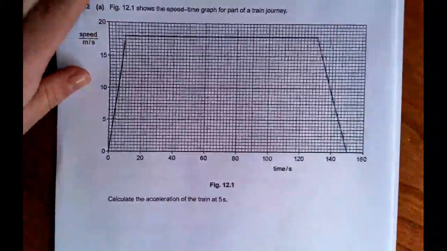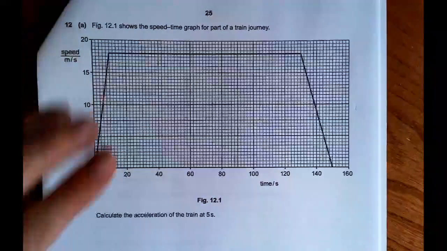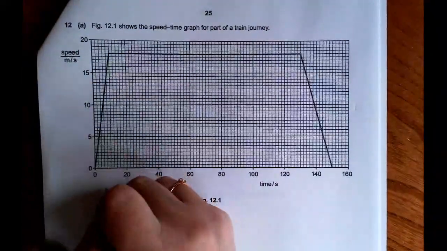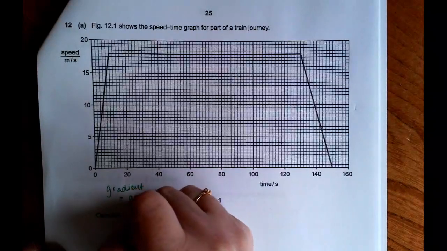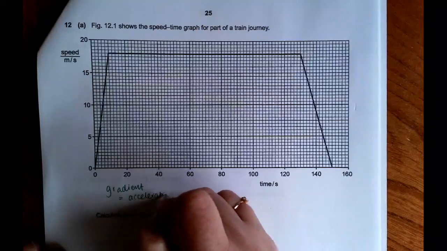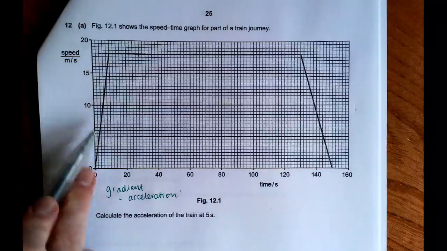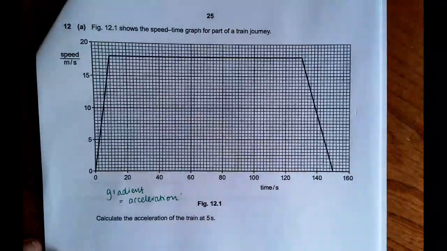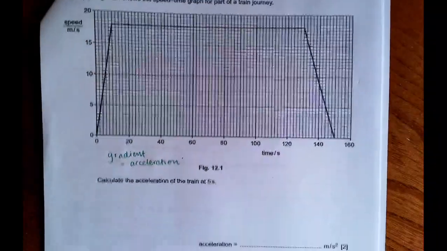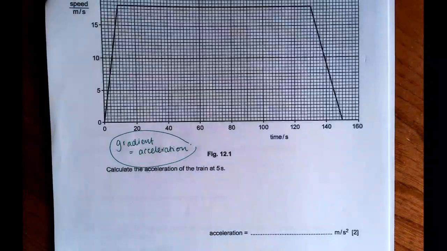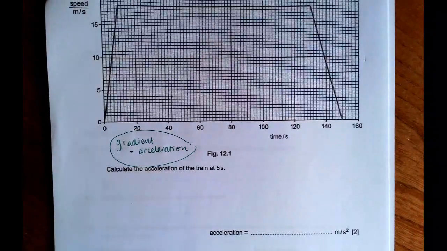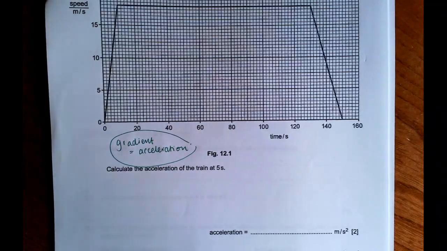Number 12 is the next one. Motion again, so we've got a speed-time graph. You know that the gradient of this graph is acceleration, because it's change in speed divided by time, y over x, and that is acceleration. So it asks you to calculate the acceleration of the train at 5 seconds.